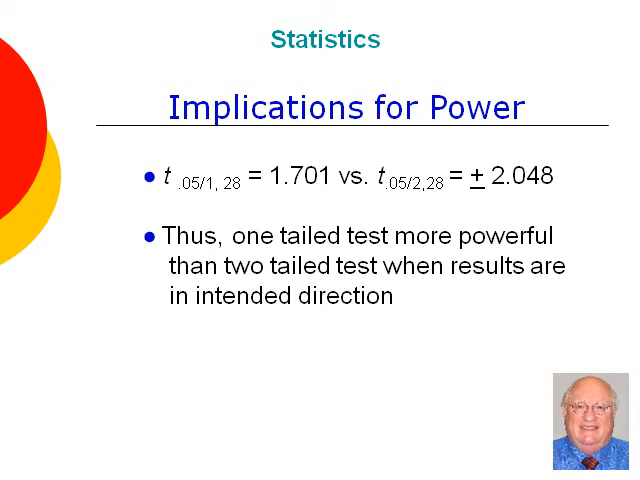The critical value using a one-tailed test is 1.701, which is much smaller than the critical value for the two-tailed test of 2.048. Thus, if the actual finding of a study is in the intended direction, a one-tailed test is more powerful than a two-tailed test.